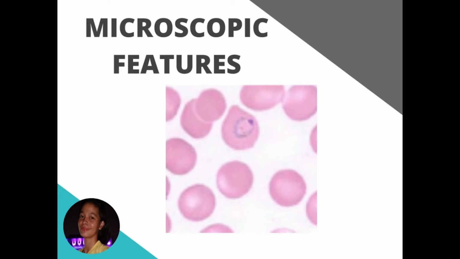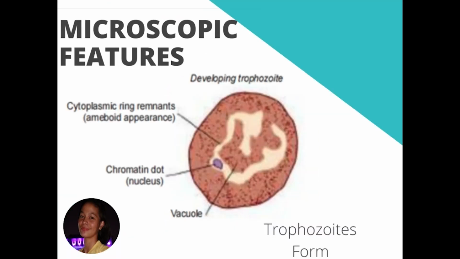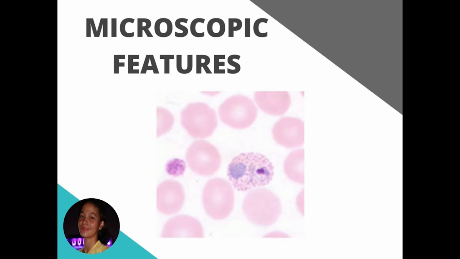In the micrograph, a vacuole is present within the cytoplasmic ring. Next is the trophozoite form with the same characteristic components but with increased cytoplasm and amoeboid activity. As shown in the next slide, there are small yellowish-brown pigment granules in the cytoplasm that increase as the parasite develops.